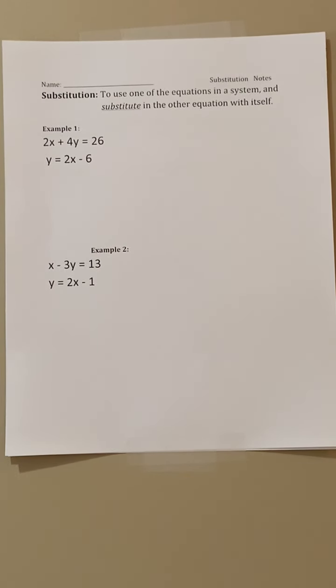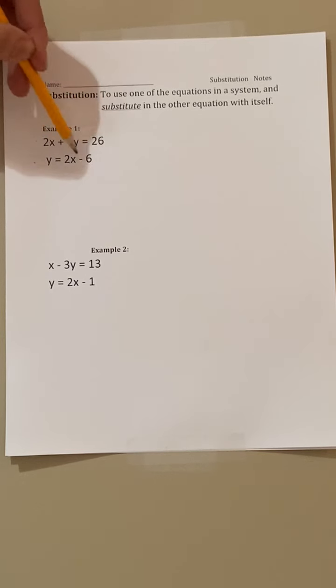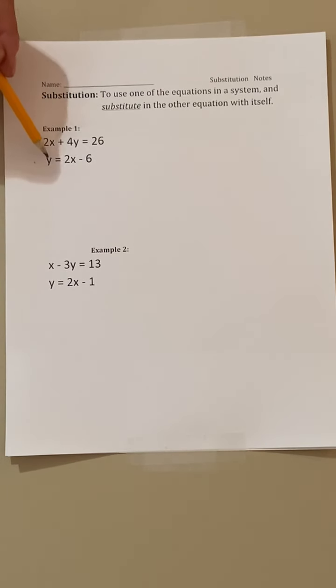Now remember, the substitution method is the preferred method that we use when we have one equation that's in standard form and the other equation is in slope-intercept form. So let's first look at example 1. Notice here, this is my standard form, this is my slope-intercept. The slope-intercept form tells me that y is equal to 2x minus 6.